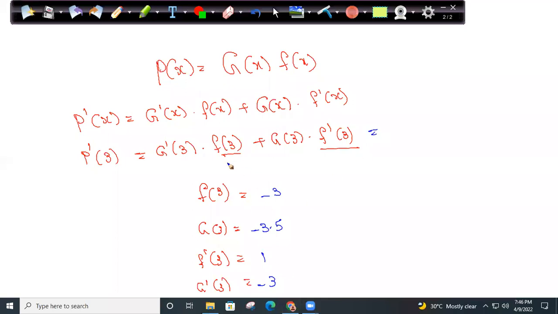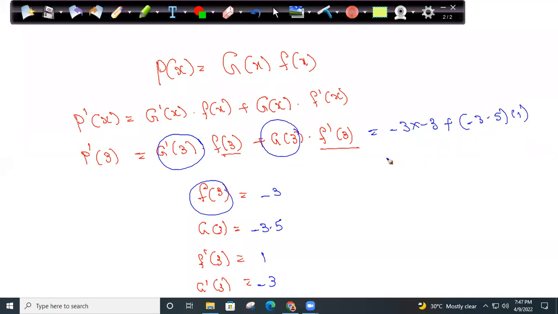So if you solve the way I solved, g dash of 3 is minus 3, f of 3 is minus 3, g of 3 is minus 3.5, f dash of 3 is 1. So 9 minus 3.5 is 5.5. So P dash of 3 is 5.5.